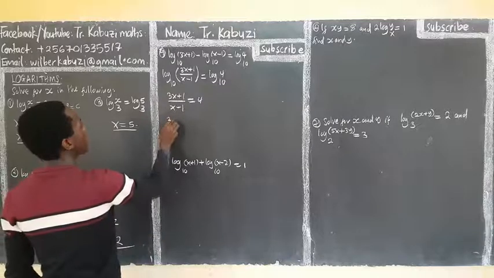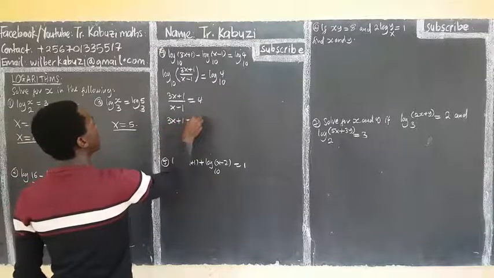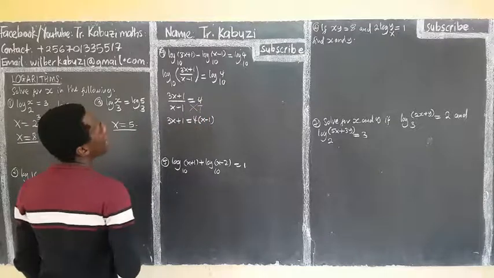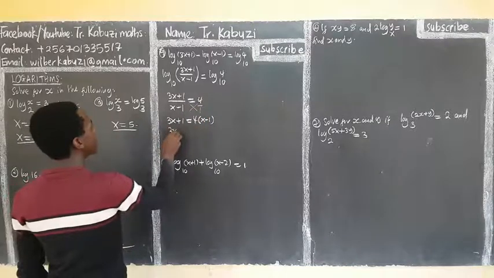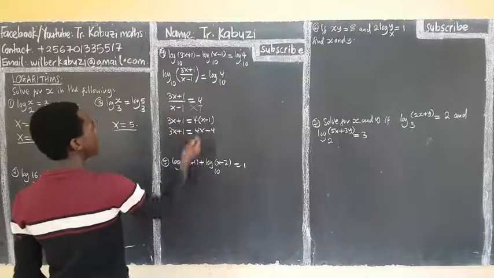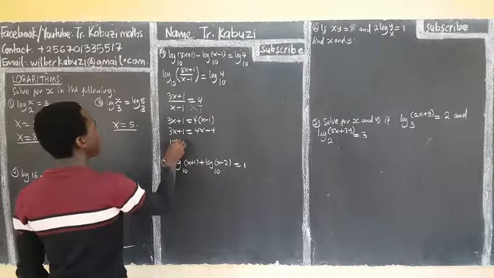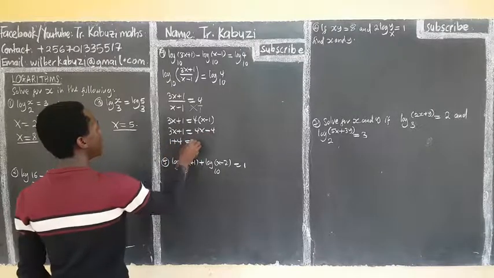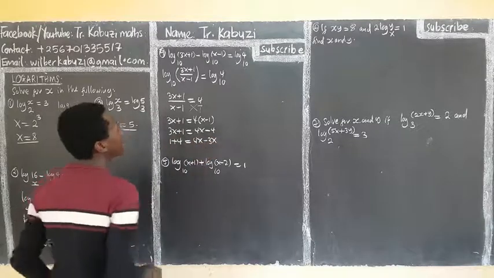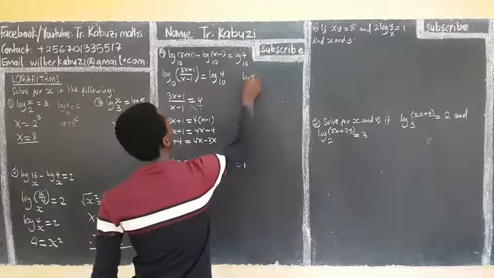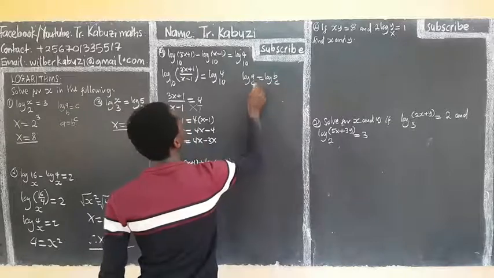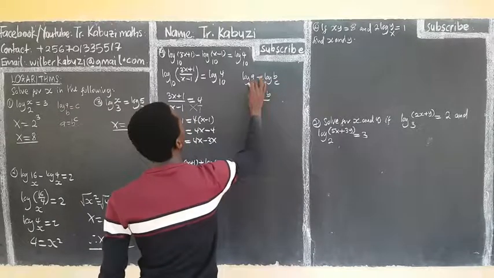There we just cross multiply: 3x plus 1 equaling 4 into x minus 1. Then this will be 3x plus 1 equaling 4x minus 4. Bring this beside, take this beside. We have 1 plus 4, and I bring this beside, equaling 4x, and then 3x. The property we have applied here is log of a to base c equaling log of b to base c. If these are the same, it means that a and b are the same.